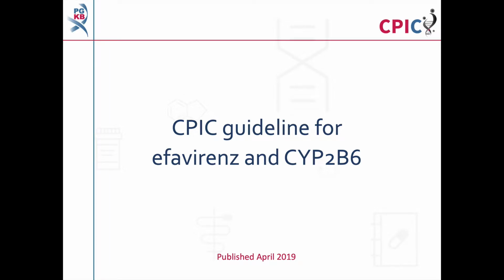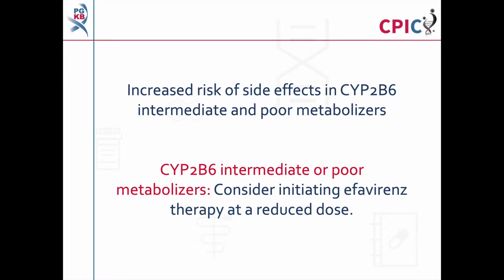This is a summary of the CPIC dosing guideline for efavirenz and variation in the gene CYP2B6. This guideline was published in April 2019. Due to the increased risk of side effects in CYP2B6 intermediate and poor metabolizers, the guideline recommends a reduced starting dose in these patients.